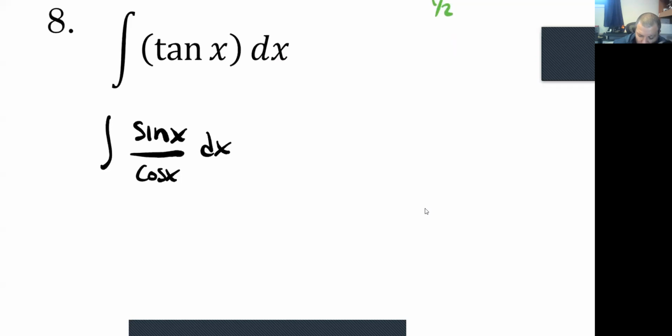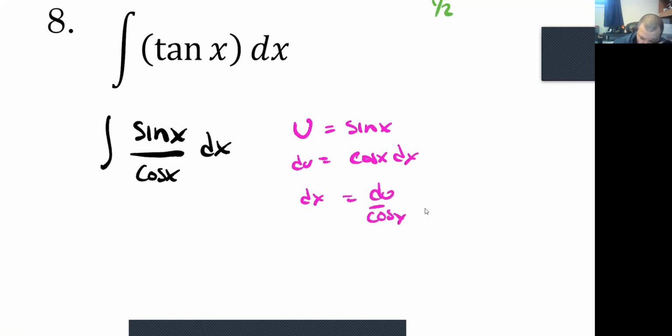There are two different ways you can go, and one way is a lot better than the other. If you said u was sine of x, then du would be cosine of x dx, right? And the problem is, if you solve for dx, you would get du over the cosine of x. So when we made our u substitution, we get u over the cosine of x times du over the cosine of x, and we haven't gotten rid of our x's here.